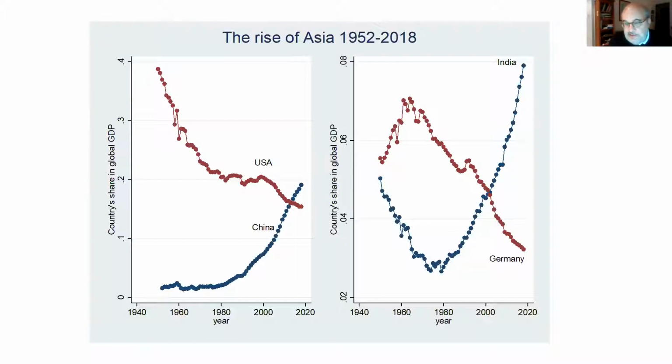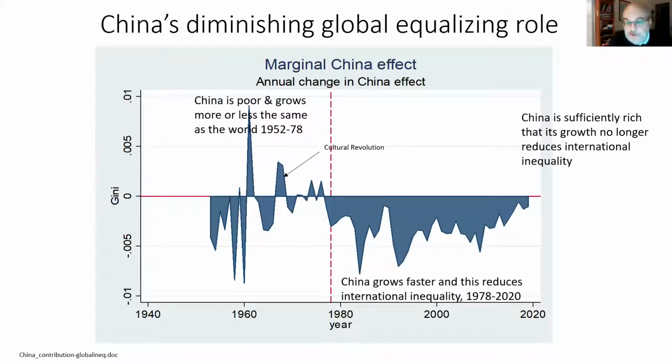In the 1960s, the two countries had more or less the same share of the global GDP. Then Germany's share went up and India's share went down. But since 1980, the opposite movement has happened. Actually, India's share, similarly to China's share with respect to the US, is increasing. But I have to mention one interesting thing, which is quite important.